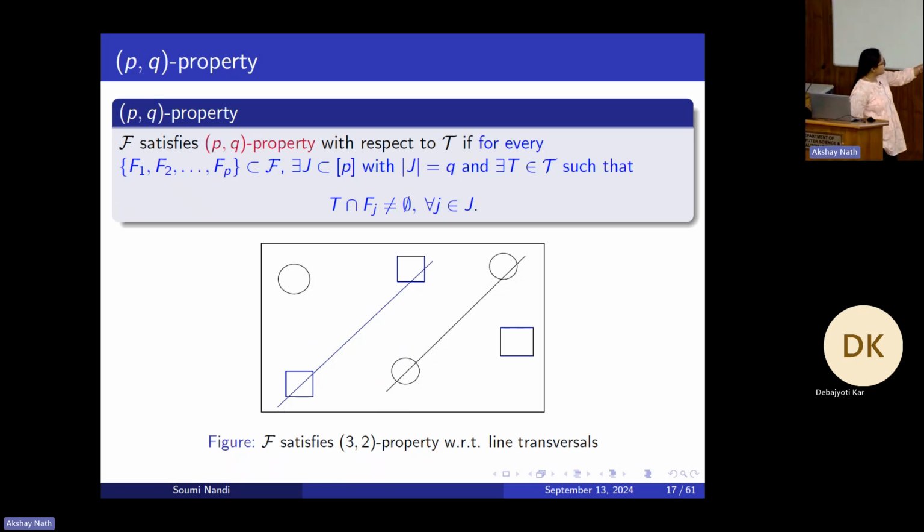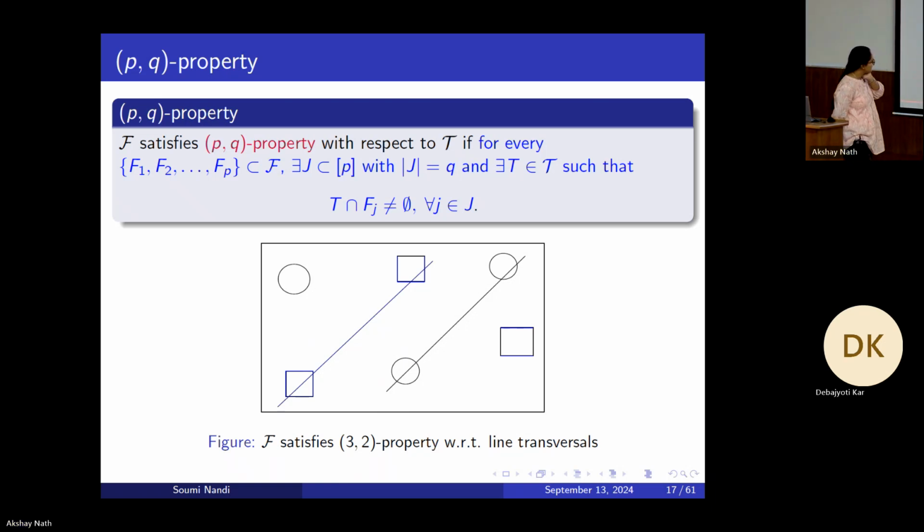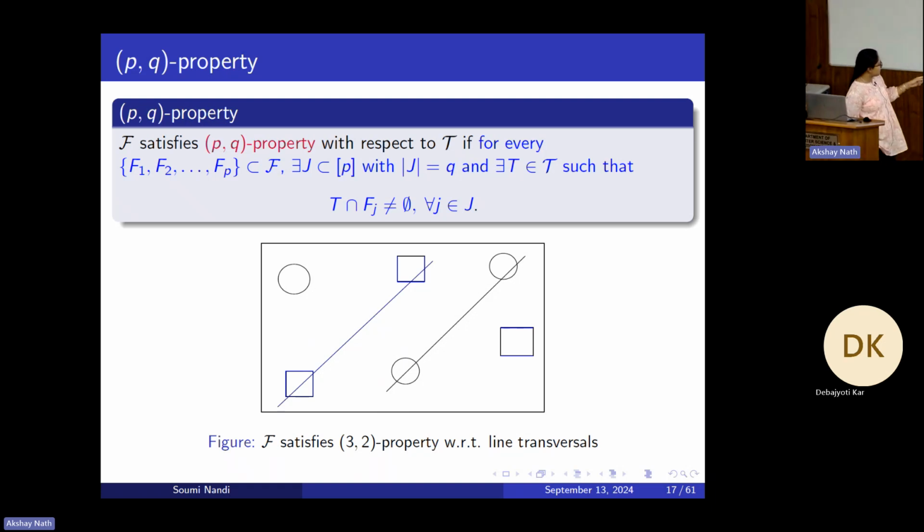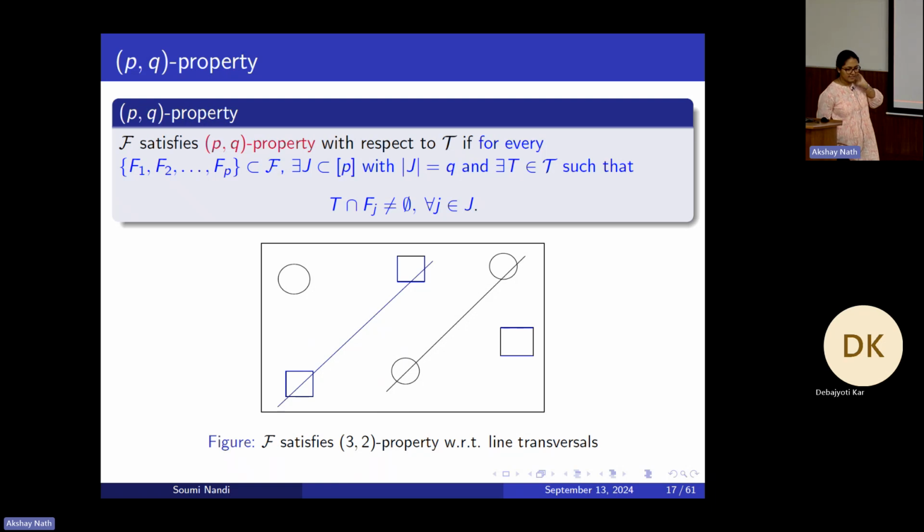So these are the sets, and say tau is the set of straight lines, then this family also satisfies the (3,2) property with respect to line transversals. If in the setting so far F has been finite and tau has... No, I'm not saying F is finite. F can be infinite also. I'm just saying that pick any p, there will be some q which have a common transversal.